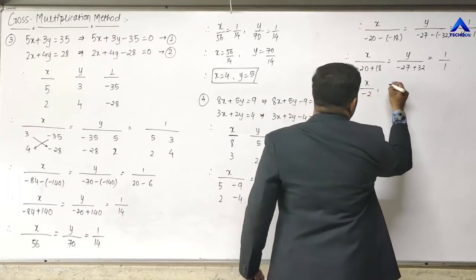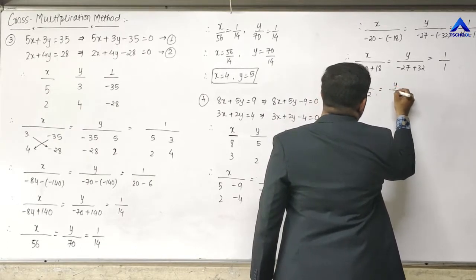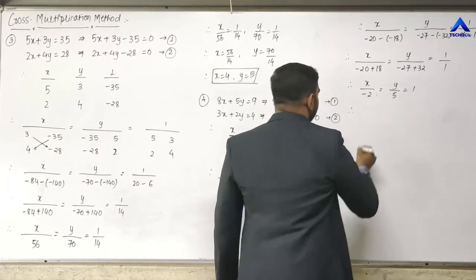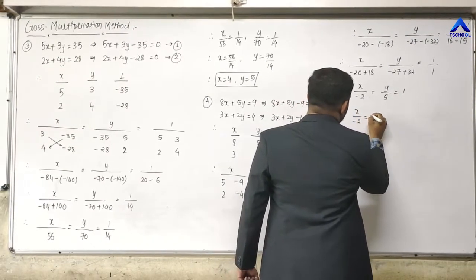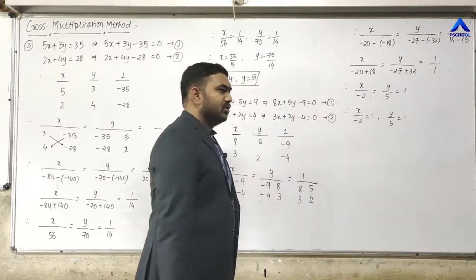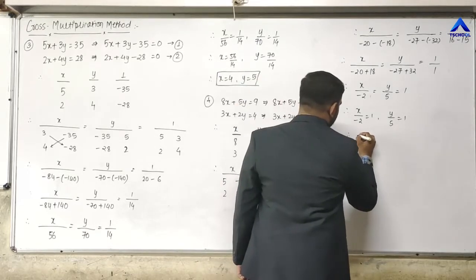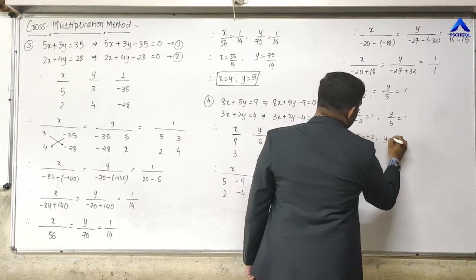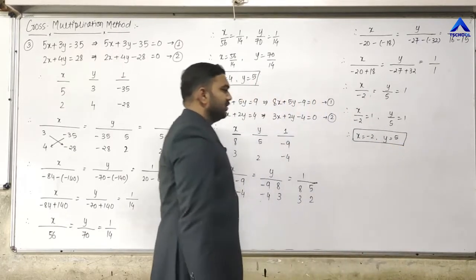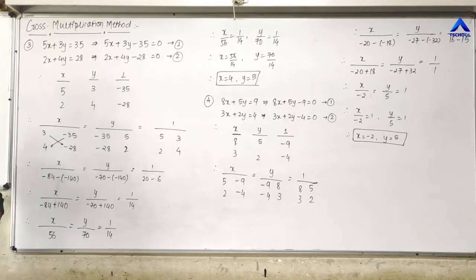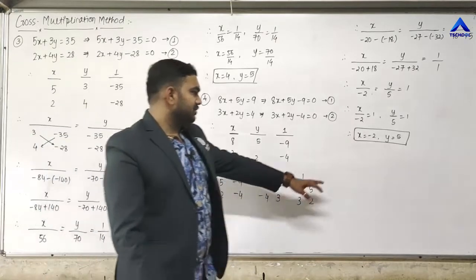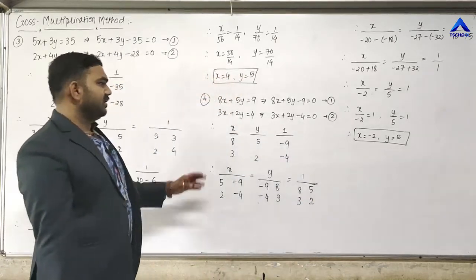Therefore x upon minus 2 is equal to y upon 5 is equal to 1. Comparing it with the constant term, x upon minus 2 is equal to 1 and y upon 5 is equal to 1. Therefore we get x equals minus 2 and y equals 5. So this is our required solution, x equals minus 2 and y equals 5 for the given equations.